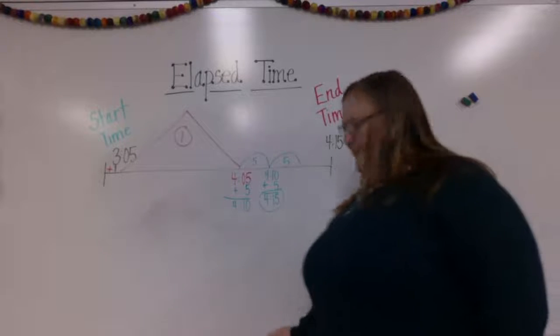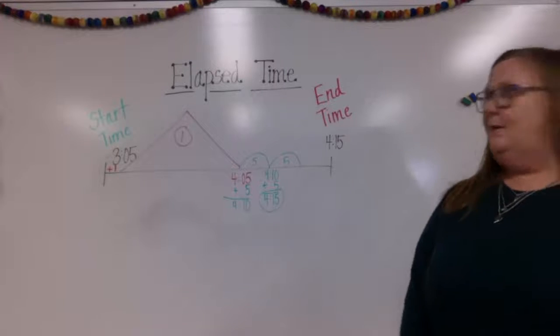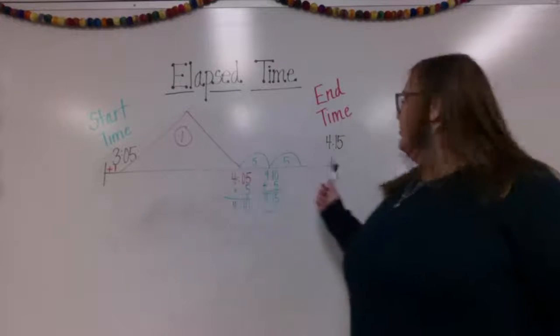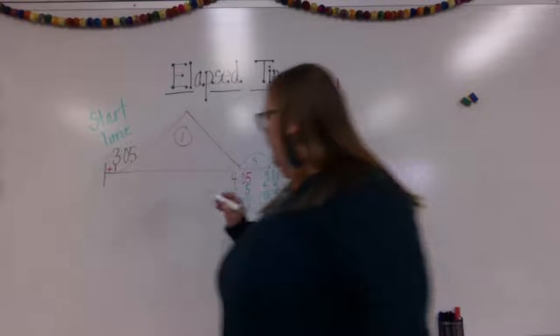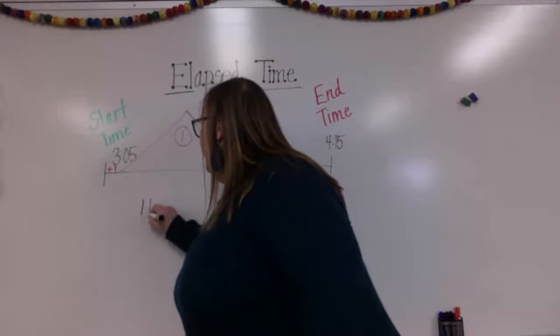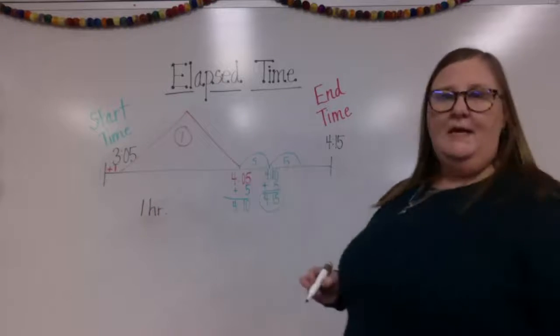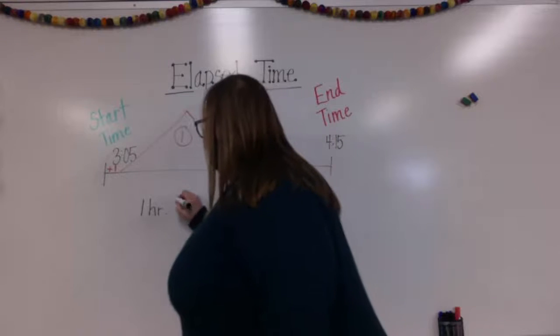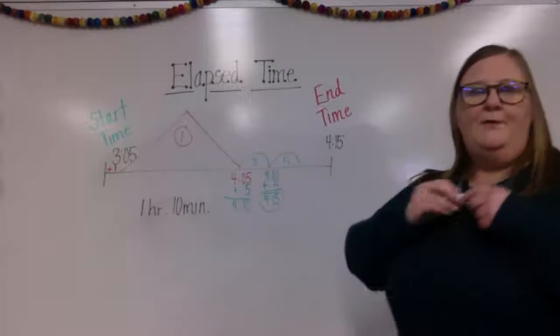So the last thing I have to do is add up my hours and minutes, and I can answer the question, how long did it take him to go from his house to his grandma's house? And we count our mountains first. It took 1 hour. I only have one mountain. So 1 hour. And let's count our minutes. 5, 10 minutes. So it took him 1 hour and 10 minutes to get to his grandma's house.